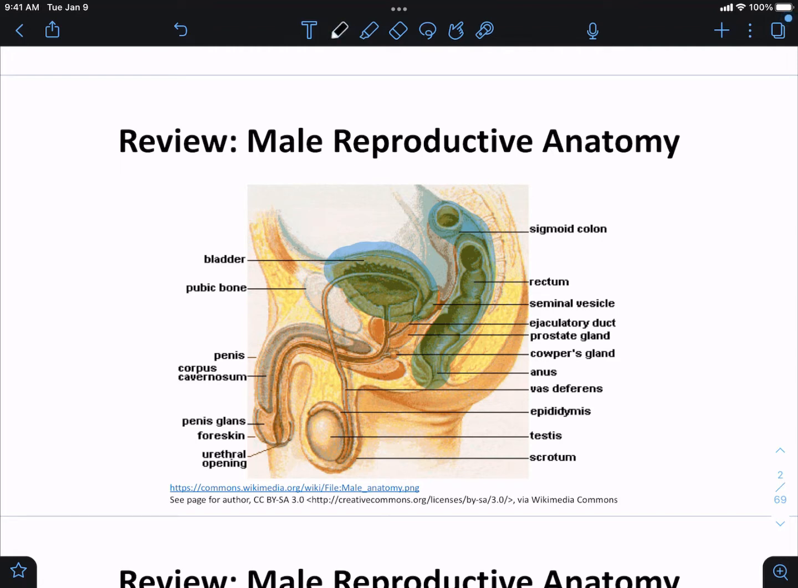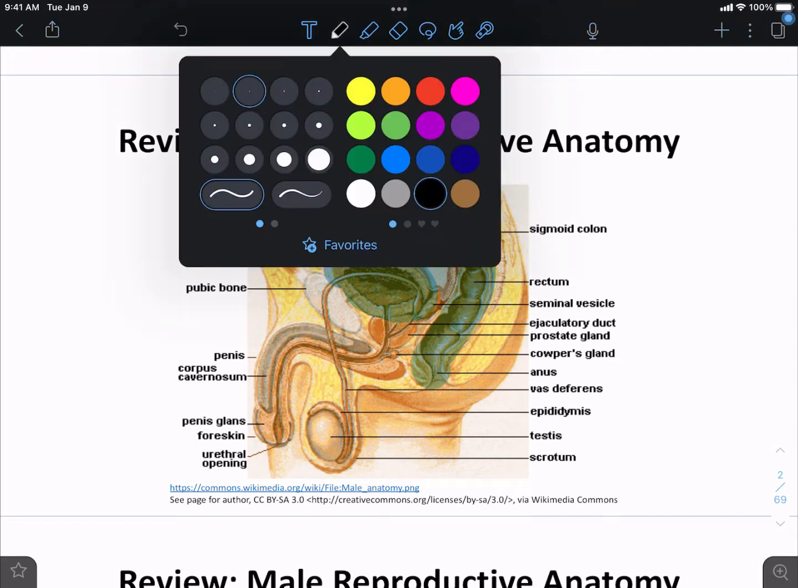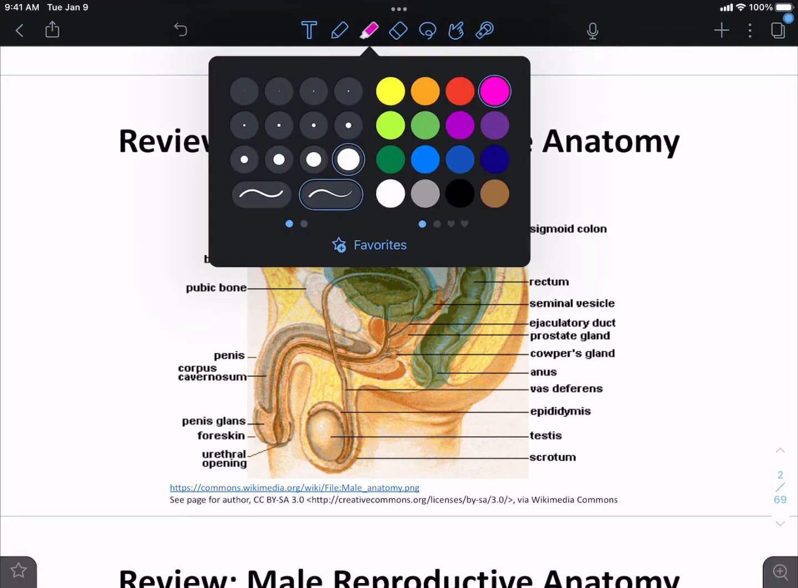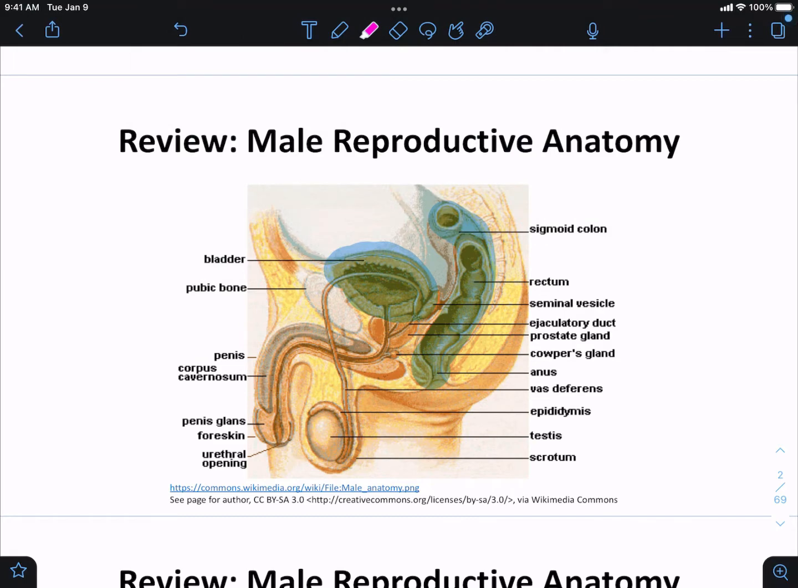To highlight the male reproductive system, actually let me switch over here, we'll use this one right here, and I think I better change the size of my highlighter, because we don't quite need it ginormous here. We'll begin with the gonads for the male reproductive system, which are the testes. These are housed, of course, in the scrotum.